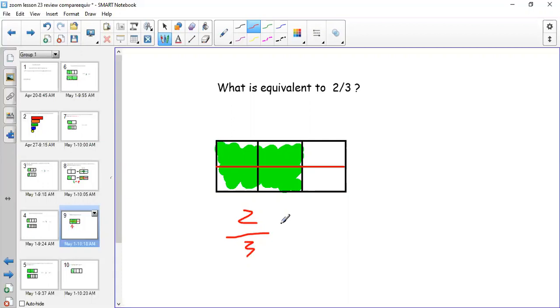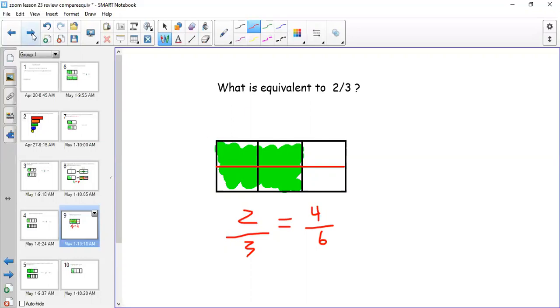Well, let's find out how many equal parts we have now in this new whole. Let's count. 1, 2, 3, 4, 5, 6. So that'll be our denominator. And how many parts do we have named? Let's count. 1, 2, 3, 4. So those 2 equal parts named in 2/3 actually turn into 4 equal parts named in 4/6 when we split the whole in half. So we know that 2/3 is equivalent to 4/6.